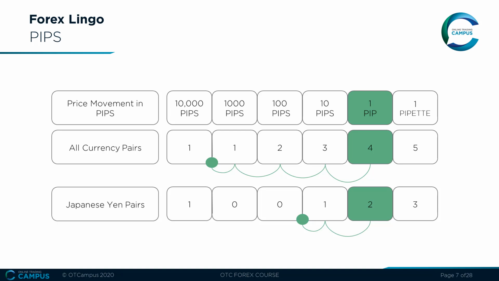So here's the slide that probably makes the most sense. In all but yen pairs, the 4th decimal place is the pip. So 1, 2, 3, 4. Every move up or down on this decimal represents 1 pip. The 3rd decimal, 10 pips. The 2nd decimal, 100 pips, and so forth. For yen pairs, the 2nd decimal place is the pip. 1, 2. Every move up or down on this decimal represents a 1 pip move. The 1st decimal, 10 pips, and so forth.